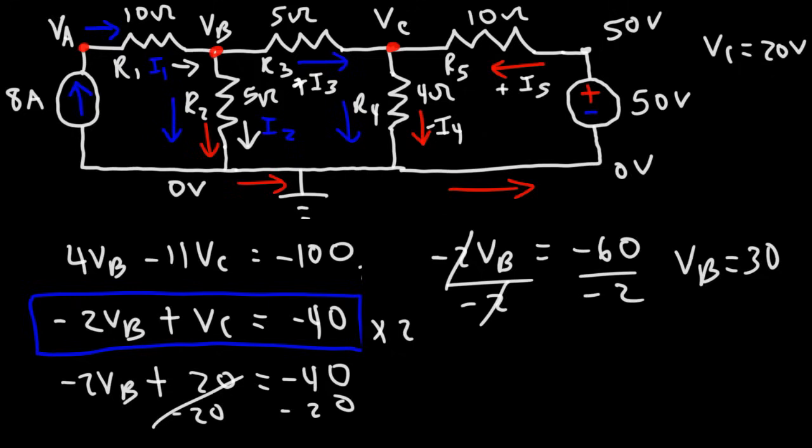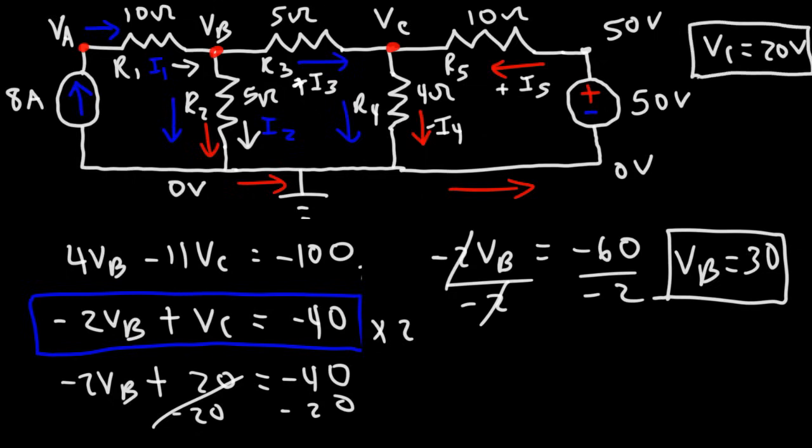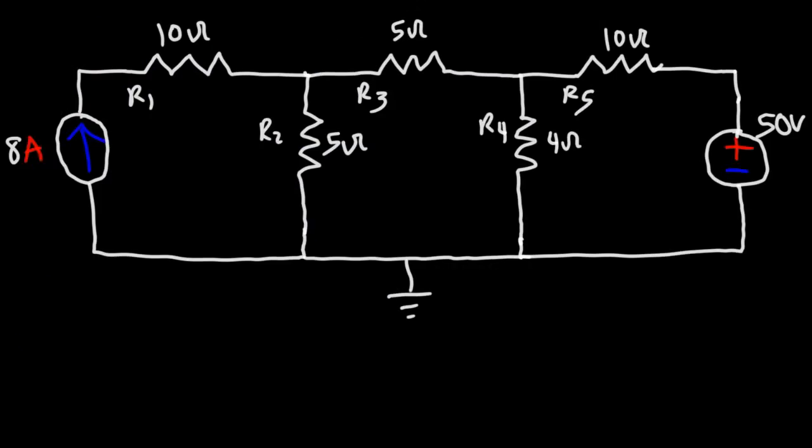With VB and VC, we can now calculate every current in this circuit. We can even calculate VA as well. So remember these values. I'm going to erase the board and draw a bigger circuit so that we can place all of these values in this one circuit. Now let's continue where we left off.